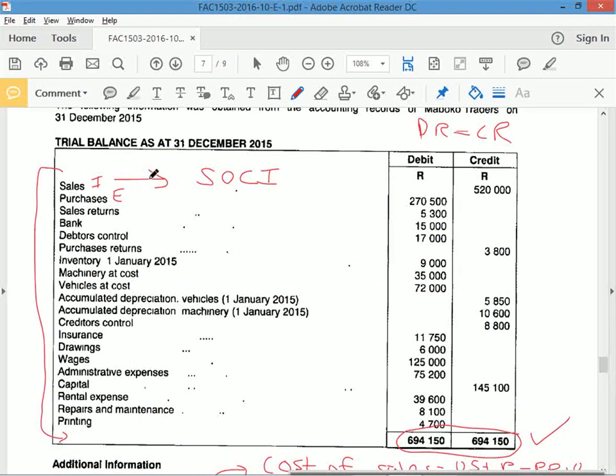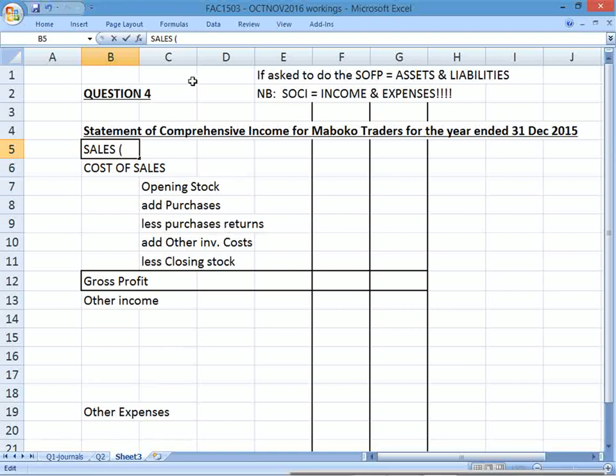Income will be disclosed here. This was 520,000. So where do I put that? I'll put that there, 520,000. There's my sales. See, I'm getting marks as I go.